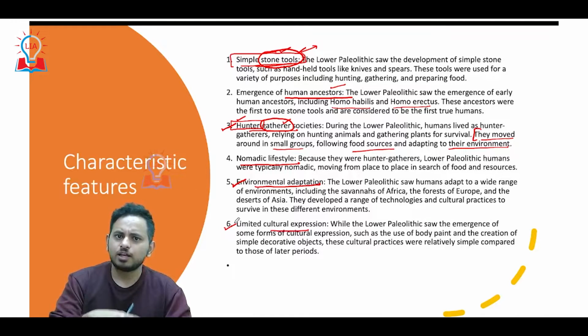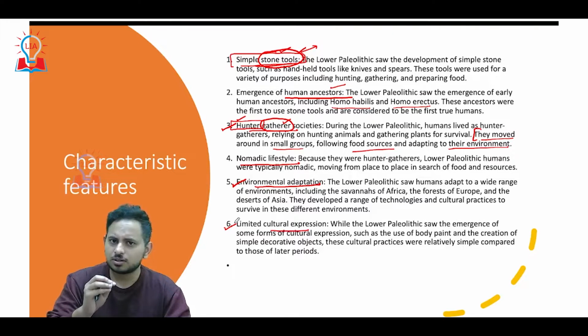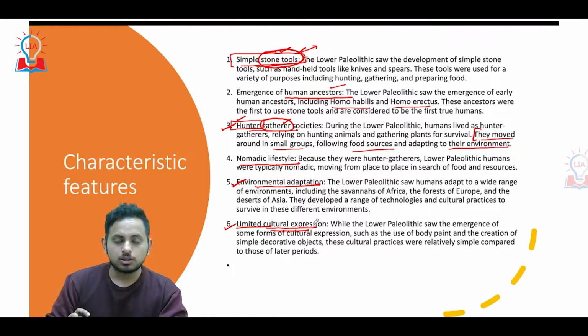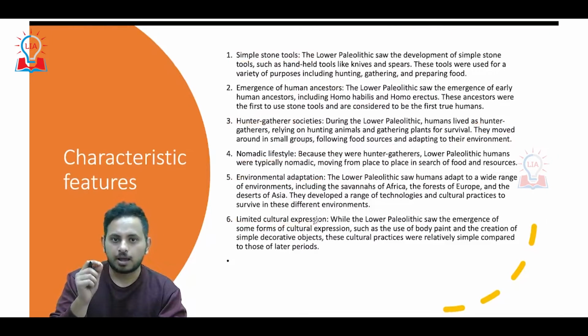Okay, he had a very rudimentary language. His religion is not known to us, a very primitive religion that he followed. So because of the cultural traits which are very difficult to analyze, the cultural expression was very much limited. So these are the characteristic features of a lower Paleolithic man.